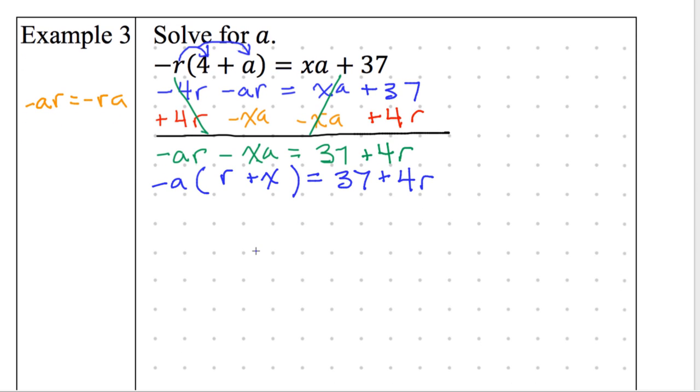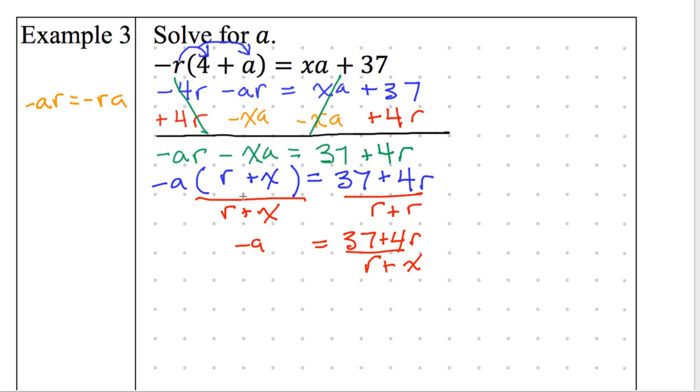All right, next step. Someone new, help me out. We're so close. We're trying to get A by itself. Oh, yeah, Cohen, new hand. Divide both sides by r plus x. And what do I have on the right-hand side then, Cohen? 37 plus 4 divided by r plus x. Oh, I did a typo. Does someone see it? And then on the left-hand side, Cohen? Negative a. There it is. Yeah, because these two cancel each other out.